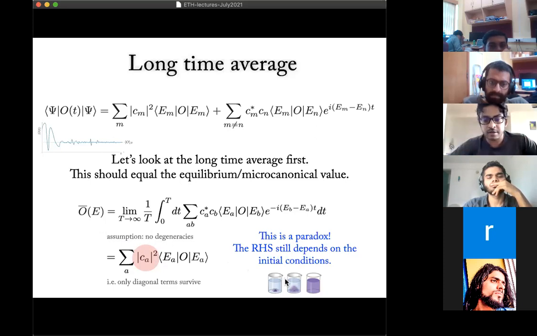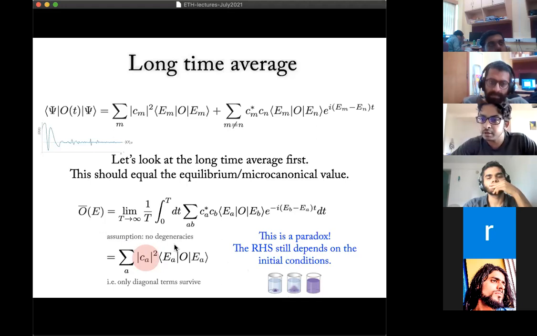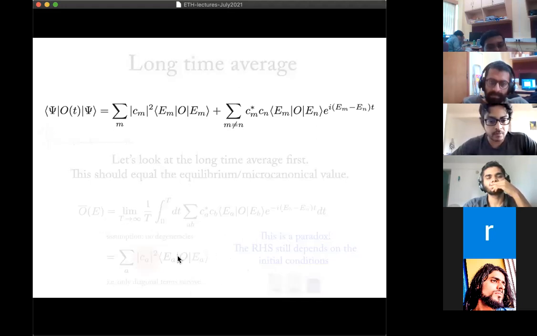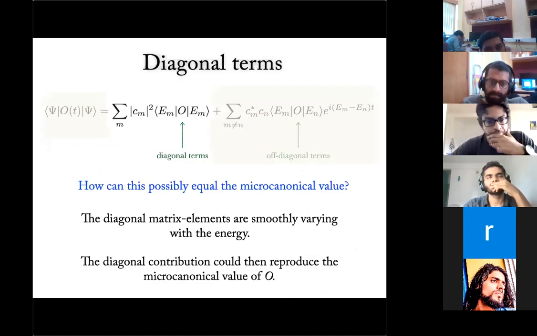But as we saw yesterday, our intuition from classical systems is that it should have mixing, in the sense that you start with some initial state, and at later times there is complete erasure of the details of the initial state. But that's not happening over here. So this looks like a paradox. How can we possibly resolve this? How can that possibly equal the microcanonical value?